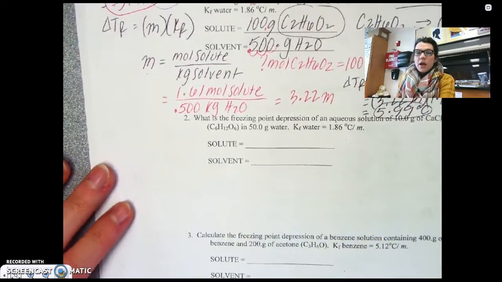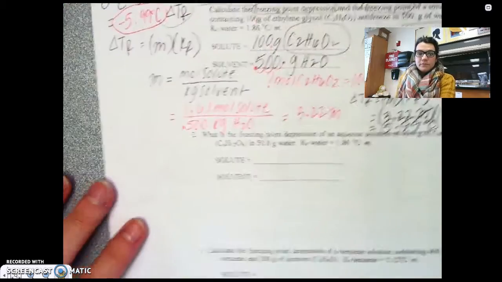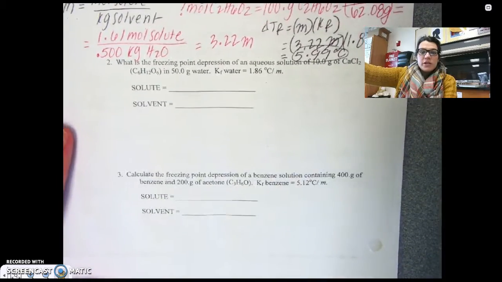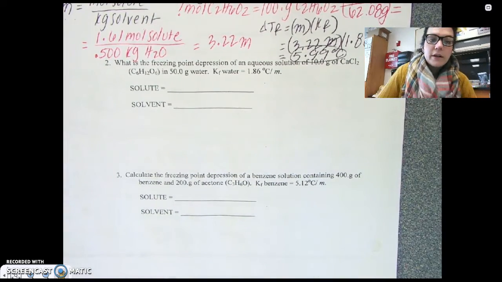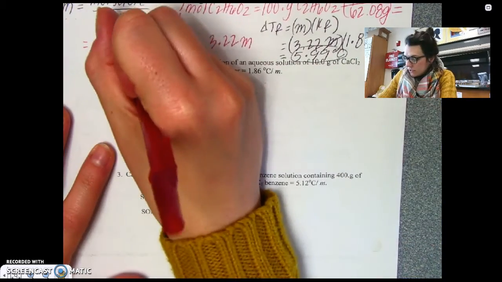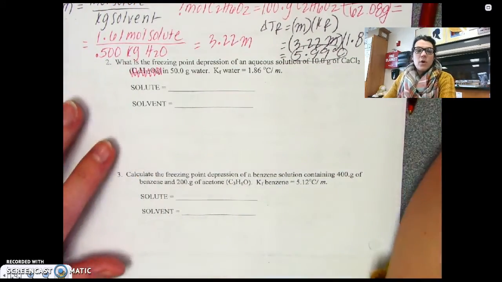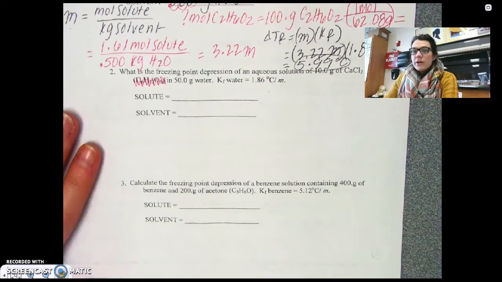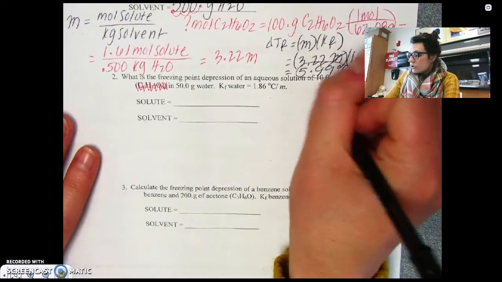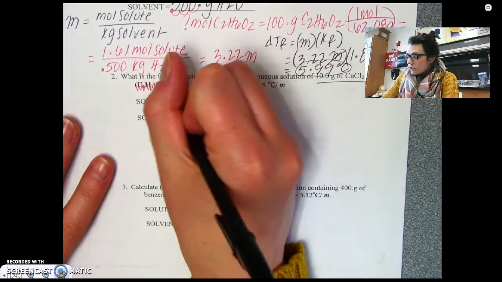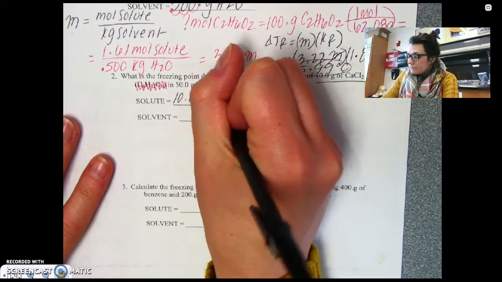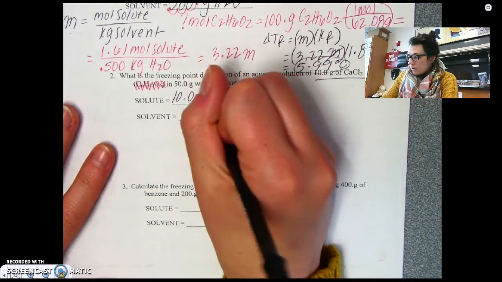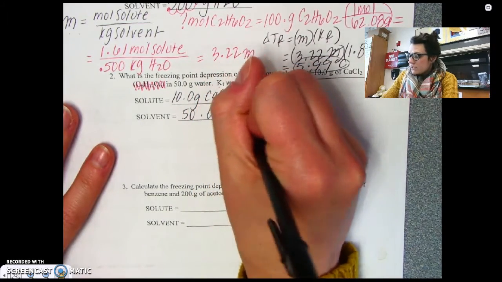Let's look at number 2. Number 2 says, I'm going the wrong way. What is the freezing point depression of an aqueous solution of 10 grams of calcium chloride in 50 grams of water, and again, the Kf of water is 1.86 degrees Celsius per molal. So again, our solute is dissolving, so our solute is always going to be the smaller value. So we have 10 grams of calcium chloride, and the solvent is 50 grams of H2O.